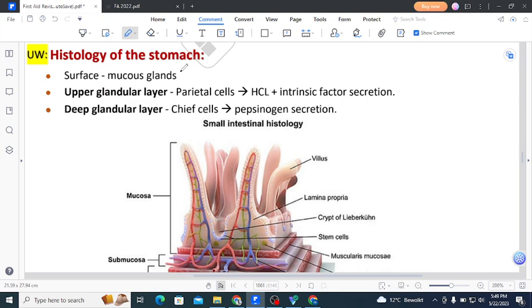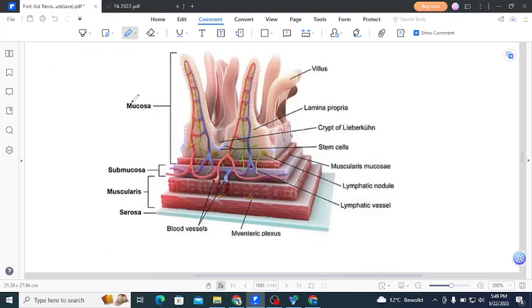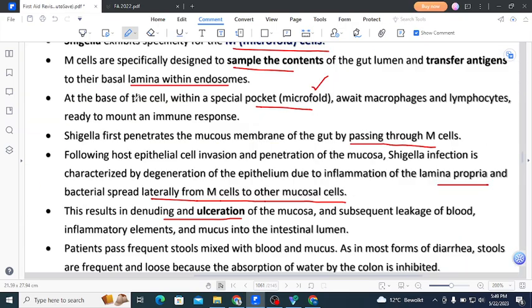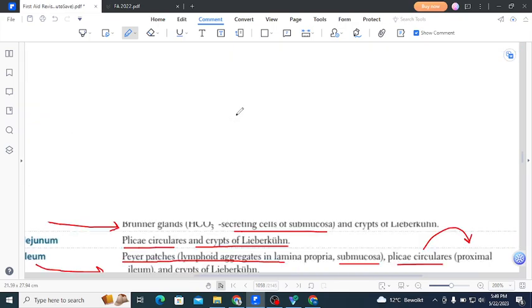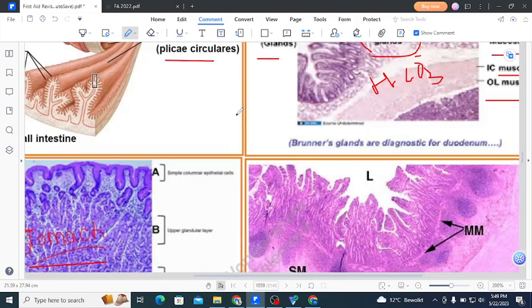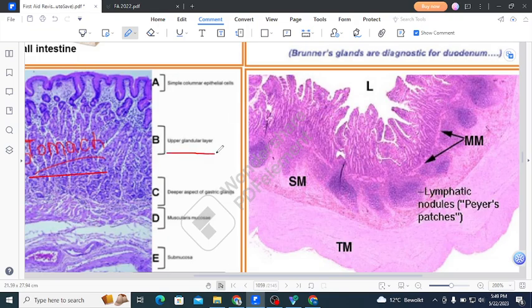Now let's talk about the histology of the stomach. The surface of the stomach contains mucous glands. There are two types of glandular layers, an upper glandular layer and a lower glandular layer. Here you can see that there is an upper glandular layer, and then we have a deeper aspect of the gastric glands that is present over here. Let's see them.